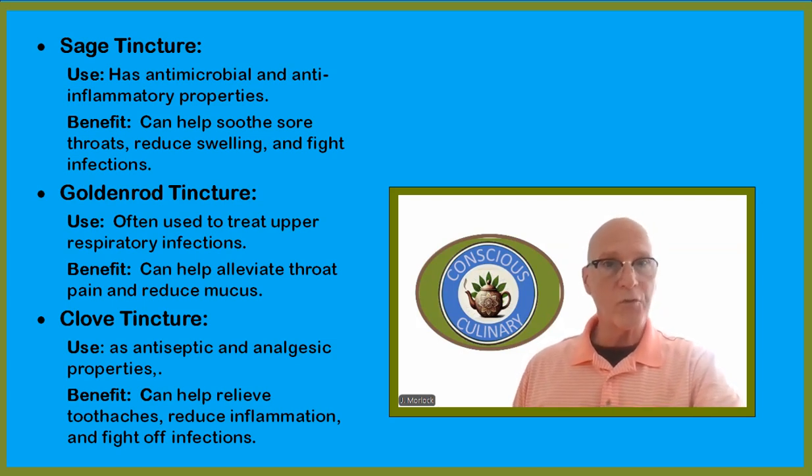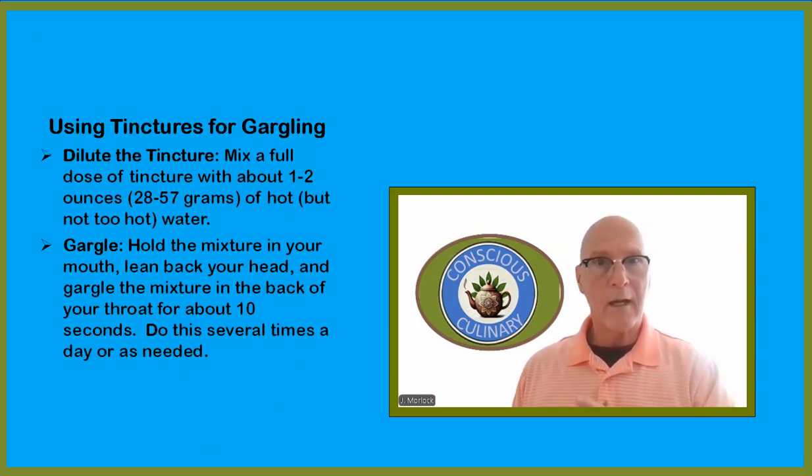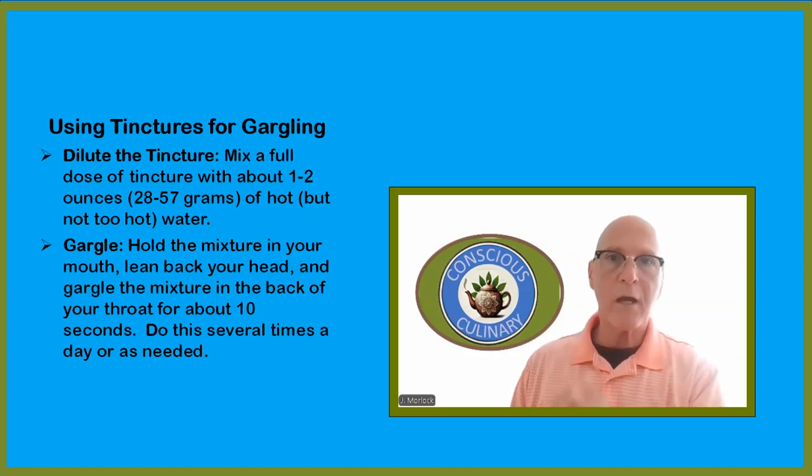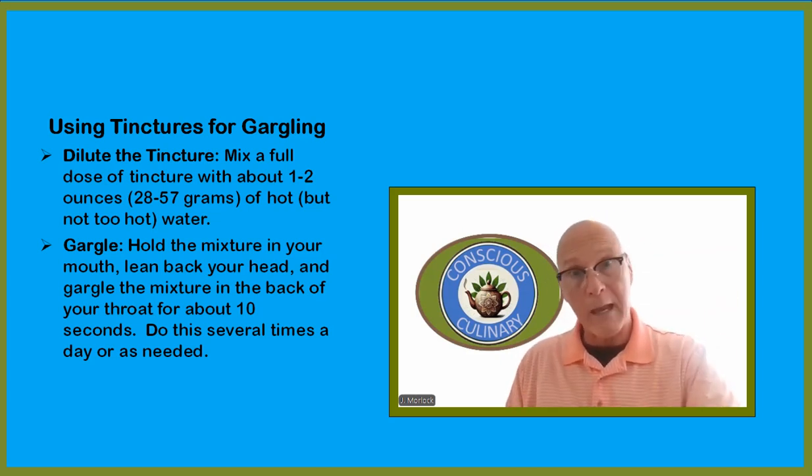Now, how do you use them for gargling? Well, you mix a full dose of whatever the tincture is. It might be 1 to 2 ounces, or 25 to 30 grams, depending on where you're at, of hot water. And then you mix the mixture up in the hot water. Put the mixture in your mouth, you lean back your head, and you gargle with it. You do that for about 10 seconds. Do it several times a day or as needed.